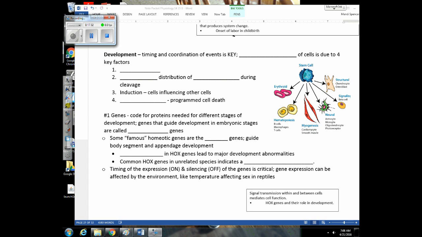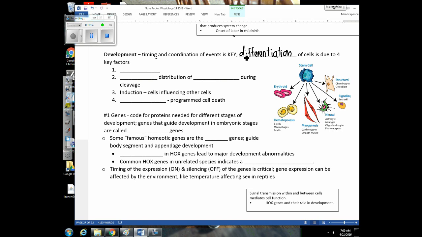Timing and coordination of events is key to development. We get the formation of a zygote, and the zygote starts to divide by mitosis, and eventually we have undifferentiated cells of this embryo that have to differentiate. Differentiation of cells is due to 4 key factors.